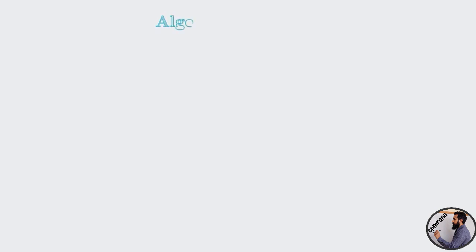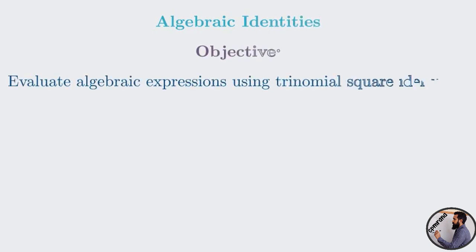Hello! In this session, we are going to solve an algebraic problem involving identities with three variables. By the end of this video, you will be able to evaluate complex algebraic expressions by applying the square of a trinomial identity. Let's look at our problem.